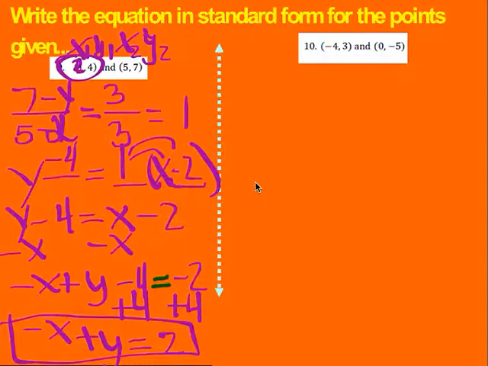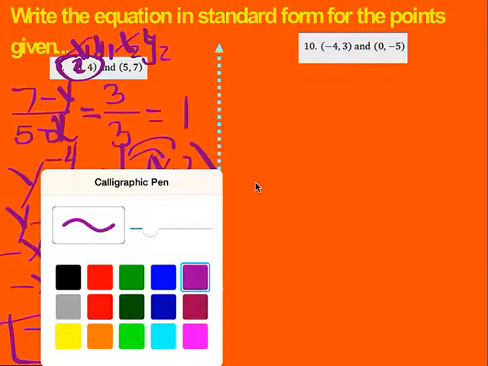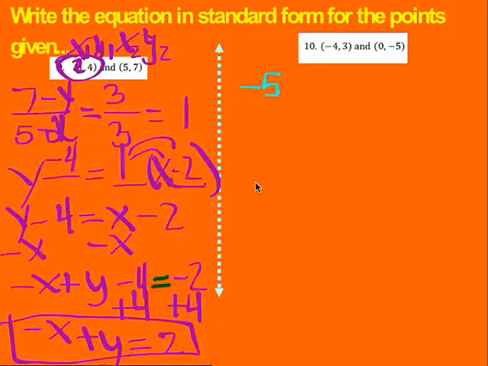Now let's take a look at number 10. Again, we're going to calculate the slope on number 10. So I'm going to do y2 minus y1 over x2 minus x1. Now when you subtract a negative, it becomes plus a positive. So negative 5 minus 3, that's going to get more negative, so I'm going to end up with negative 8. 0 plus 4 is going to give me 4. Negative 8 divided by 4 is going to give me a negative 2.